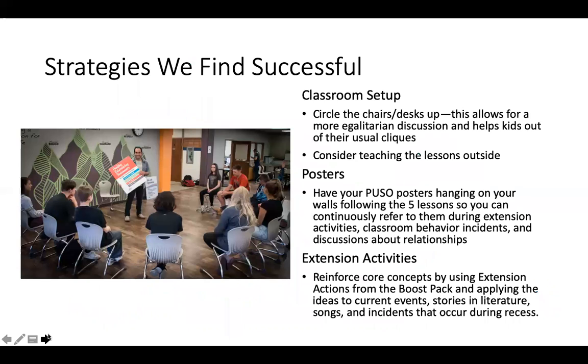In general, strategies we find to be successful in the classroom include circling your chairs and desks up. This allows for a more egalitarian discussion and helps kids out of their usual cliques. Consider teaching the classes outside. Have your Power Up Speak Out posters hanging on your walls following the 5 lessons so you can continuously refer to them during extension activities, classroom behavior incidents, and discussions about relationships.